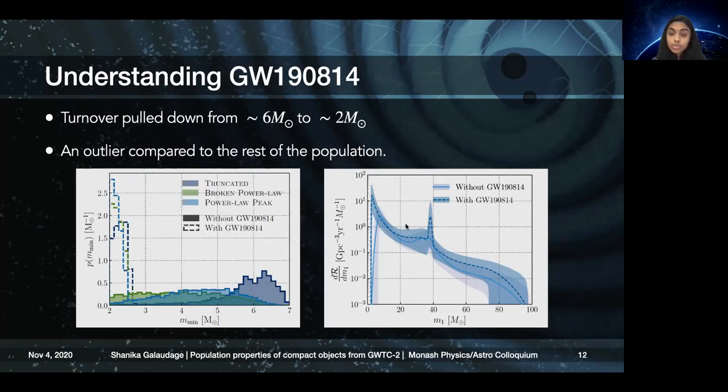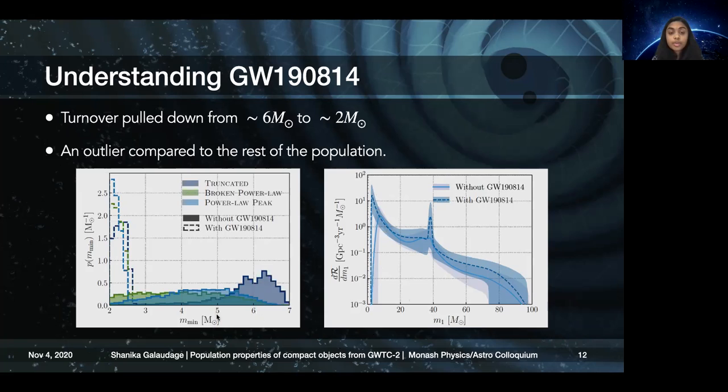This is the distribution of the primary mass of the black holes, primary mass being the larger black hole in our binary. Without 190814, we have a distribution that has a turnover at around 6 to 7 solar masses and continues on. When you include 190814, this turnover is at lower masses, at around 2. And this is highlighted here on the plot on the left.